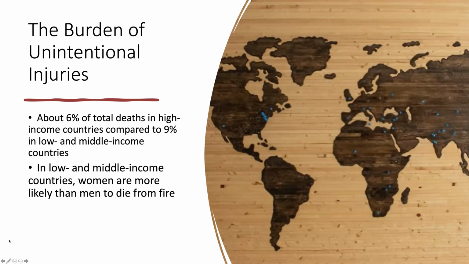If we look globally, about 6% of the total deaths are attributed to injuries in high-income countries compared to 9% in low-middle-income countries. And in low-middle-income countries, women are far more likely than men to die from fire. So when we're thinking about deaths.